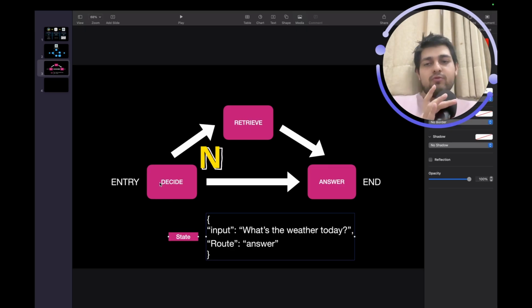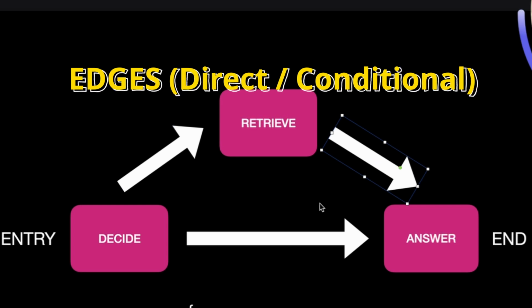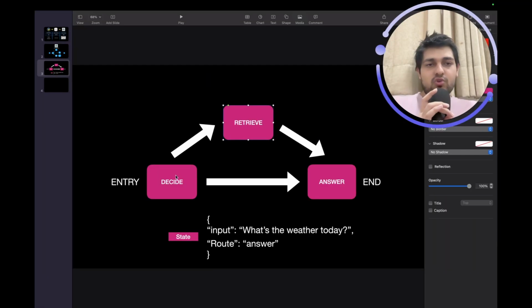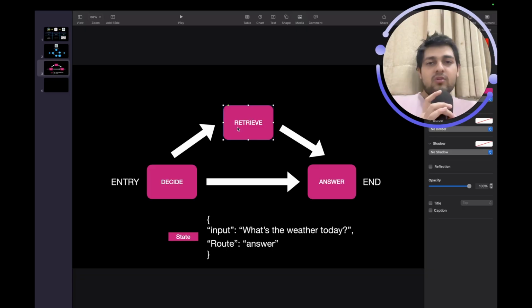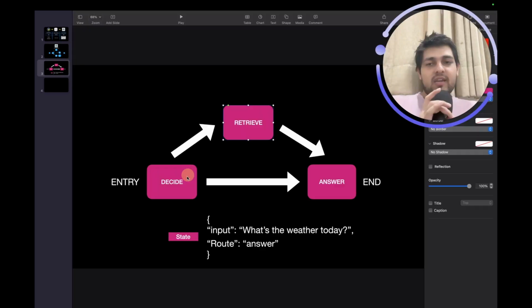The graph is made out of nodes as well as edges, and these edges could be direct edges, or they could be conditional edges. So let's say these are nodes. Each node will have a function attached to it. When your code is on the decide node, it will run the function that is attached to this node. When the code is running on the retrieve node, it will run the function attached to it, and the answer node will have its own function. So each node can have a function that will be run when your code reaches that node.